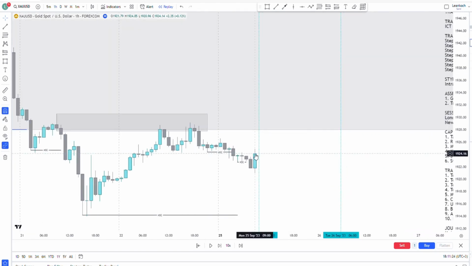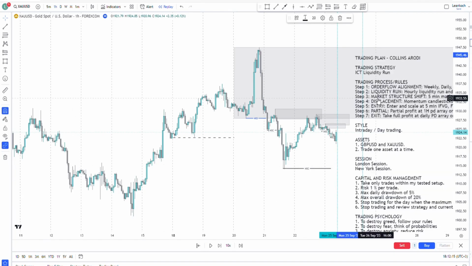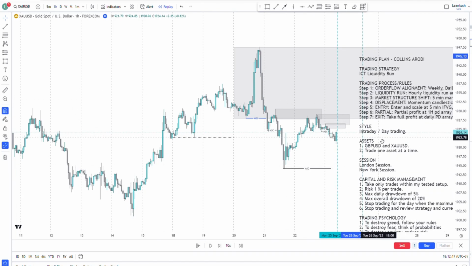So a liquidity run is where price pushes up to a PD array, which could be an order block. So we have an order block there, and we also have this one here, and I just want to see where price is going to draw liquidity from, if it's going to draw liquidity from here or here. So market structure shift is the next step after the liquidity run.